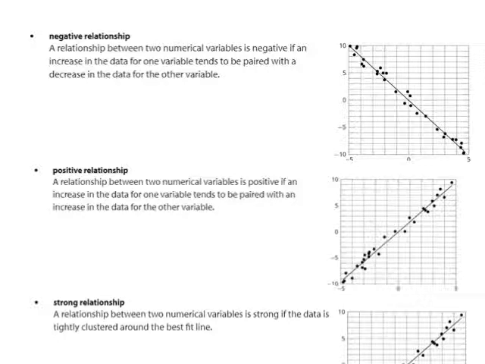This slide just helps give you a summary of the different kinds of relationships that you will see based upon your R values. So you can have a negative relationship. In this case, your R is negative because the slope is negative. It's going down, it's decreasing. And it is a very good fit. So this is very close to -1.